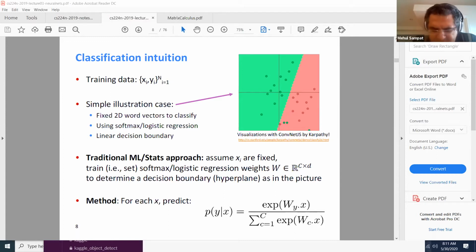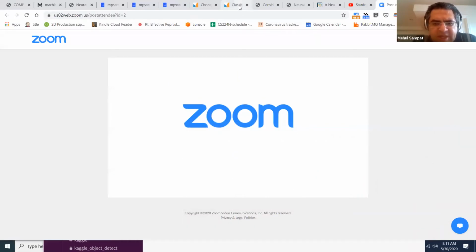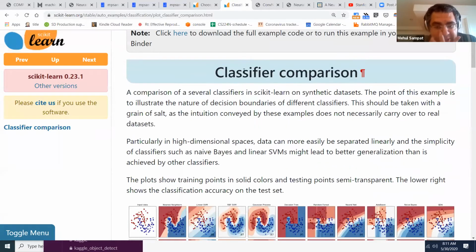Okay, so this idea of having the feature space and boundaries. Let me show you one thing that I like quite a bit, and it relates exactly to that figure. This is the scikit-learn classifier comparison.